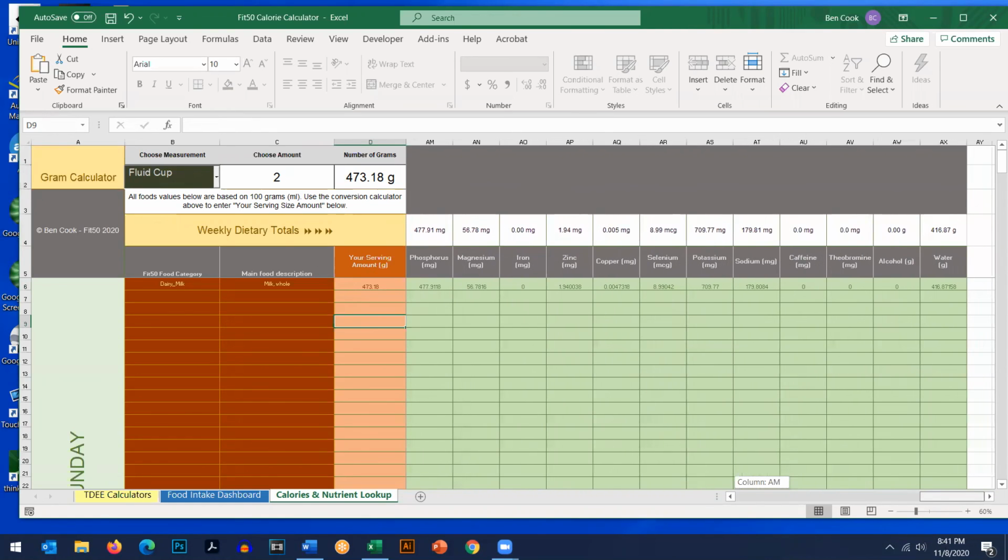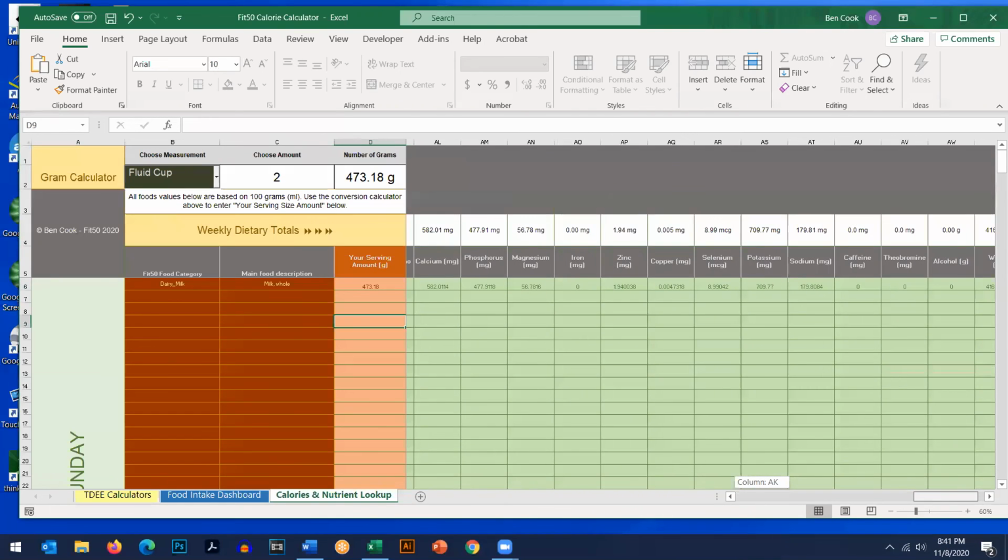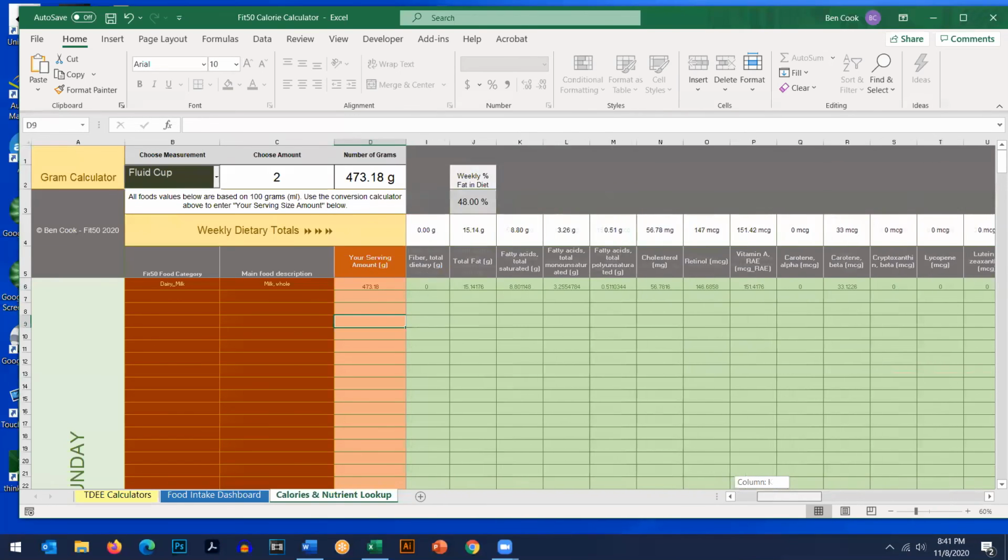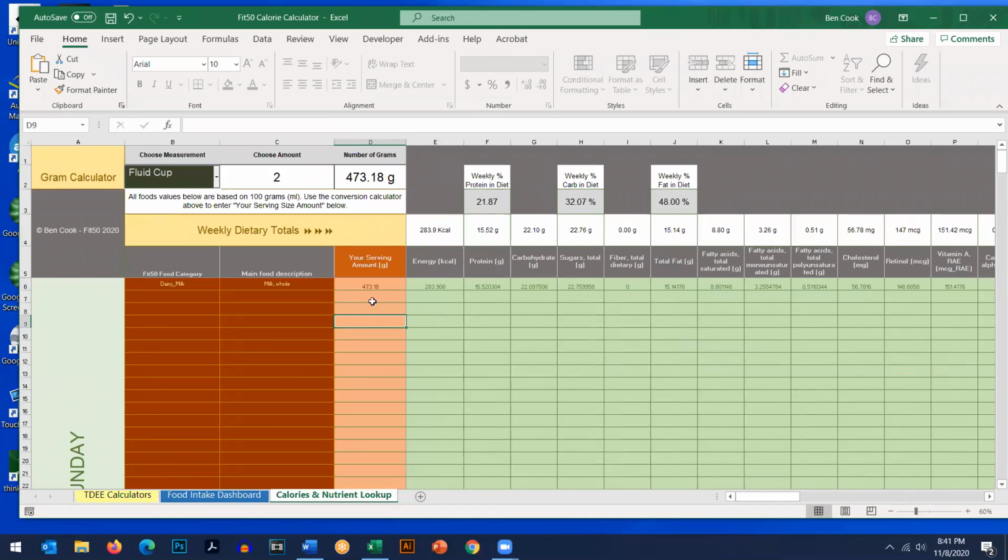And boom, that puts in all my macro and micronutrients across the board here in this space. All the way down, it tells me how much caffeine or how much sodium, how much selenium, how much copper, how much zinc that I'm getting. And it'll tell me how many calories that I'm getting. So right here, I had 283.98 calories.